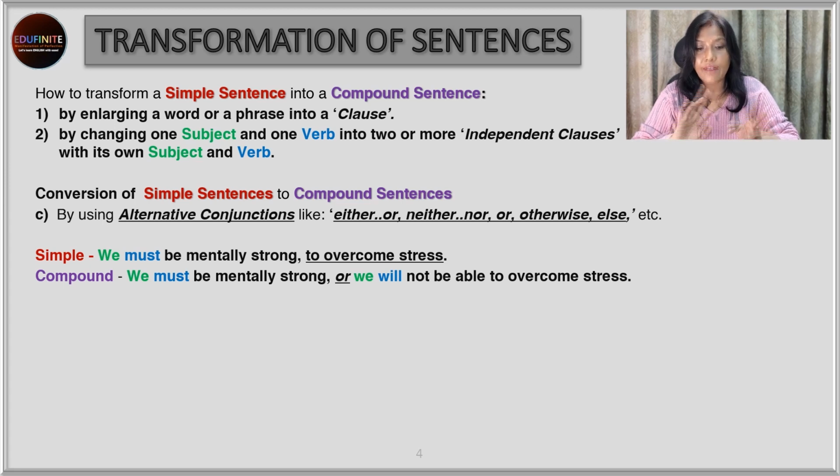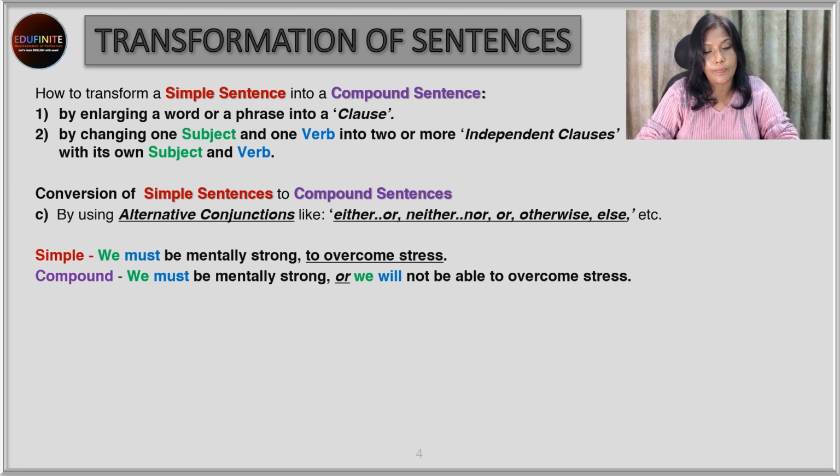So, we are having an alternative. We have to be mentally strong. Otherwise, what is the thing? What is the alternative relationship? We won't be able to overcome stress. So, that's why we have used the conjunction or.